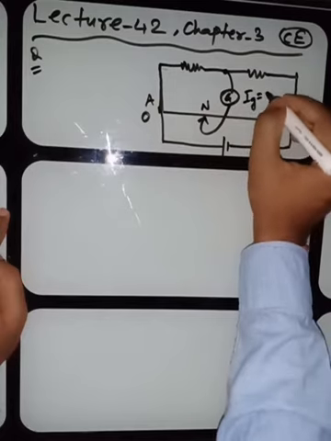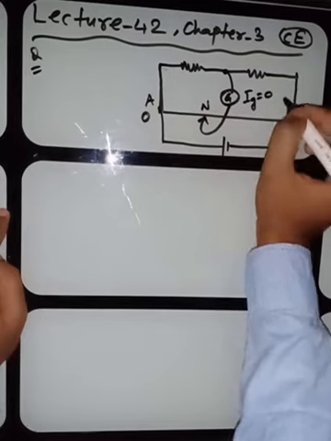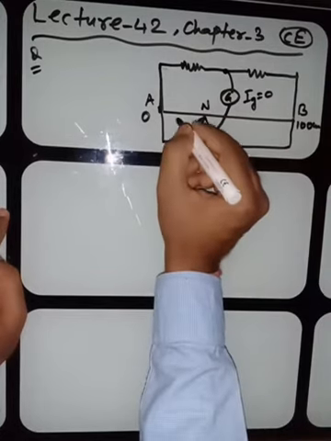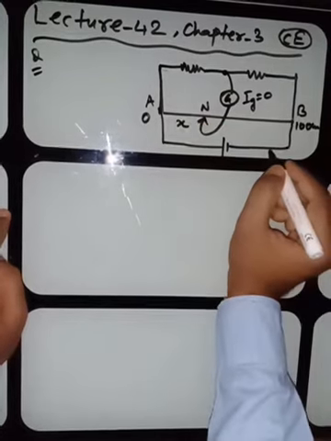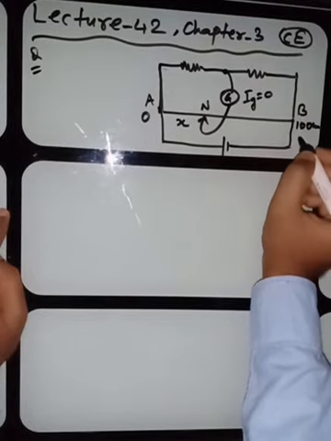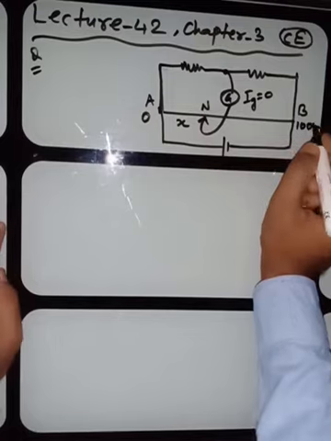This is I_G, which is 0. Okay, and this point is called what? Null point. Suppose the length is X. What will be the length of the rest of the wire? It is 100 minus X. I hope it is clear to everyone.